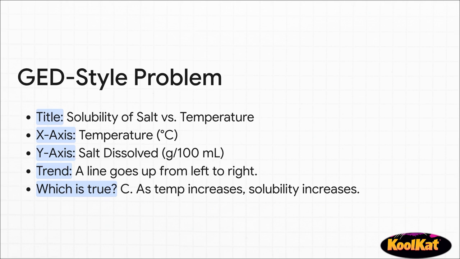So we've got this graph. Step 1, the title. It says solubility of salt and water at different temperatures. Okay, we know what we're looking at. Step 2, the axes. The x-axis on the bottom is temperature, and the y-axis up the side is how much salt dissolved. Step 3, no special key or legend needed here, it's just one line. So that brings us to step 4. What's the trend? As you look at the graph from left to right, what is that line doing?